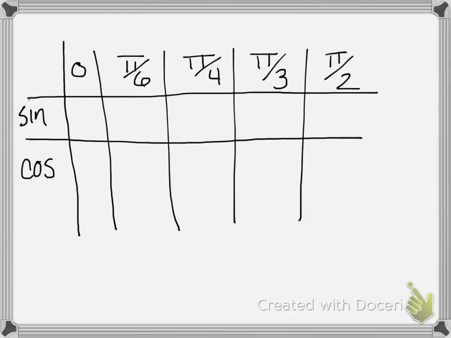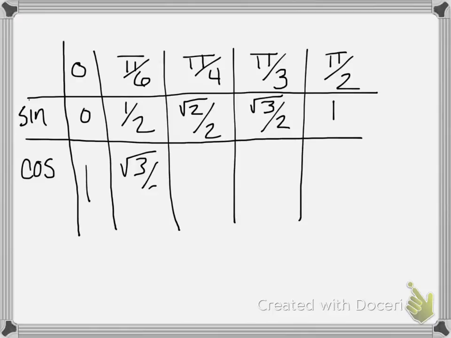So this is the handy little chart that I was talking about. So sine of 0 is 0, sine of pi over 6 is 1 over 2, sine of pi over 4 is the square root of 2 over 2, and sine of pi over 3 is the square root of 3 over 2, and the sine of pi over 2 is 1. And so basically for cosine, you just reverse the order of your numbers. So we're going to have 1, square root of 3 over 2, square root of 2 over 2, and 1/2, and then 0.